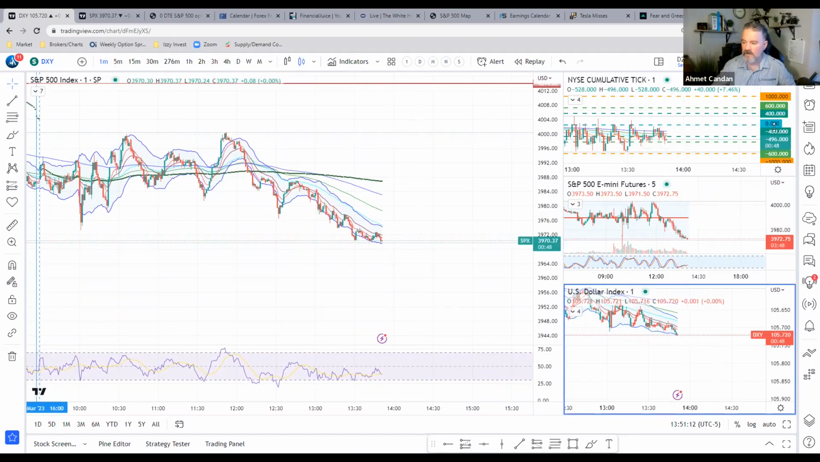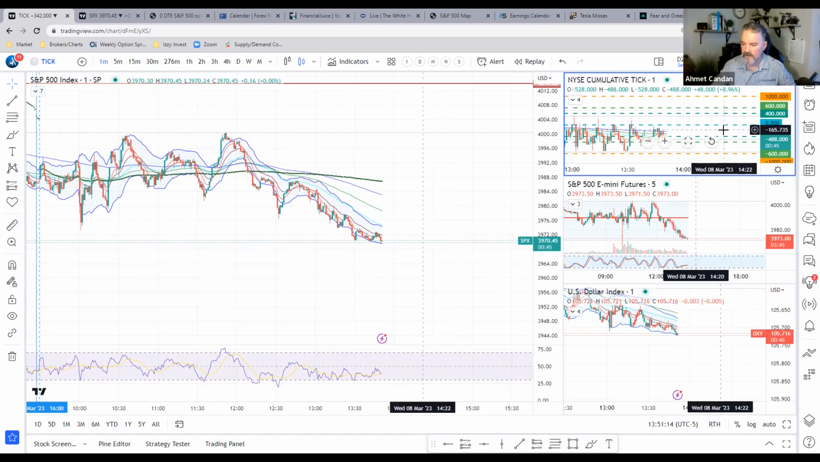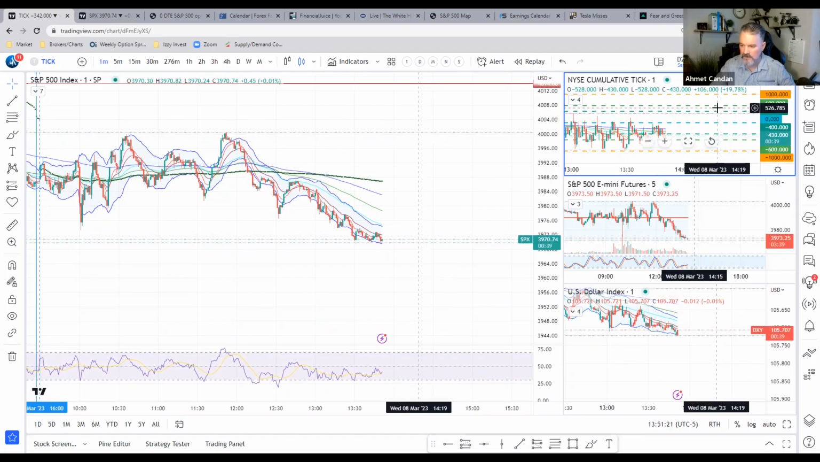And I just have the regular. I watch for different levels to occur on the tick. You'll see here, I have the 400, the 600, and the 1000 marked off. Obviously, the blue line is my zero line. And then I have the same for the negative direction. Obviously, the same type of read that we're probably all used to.